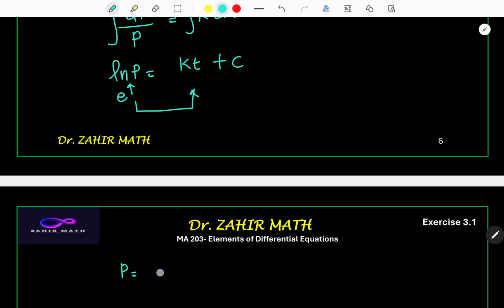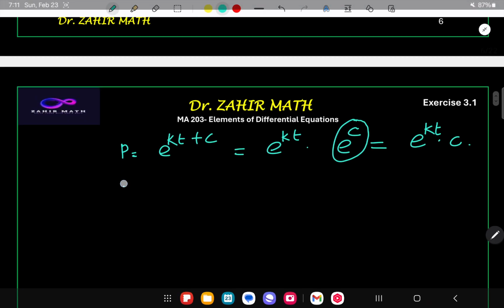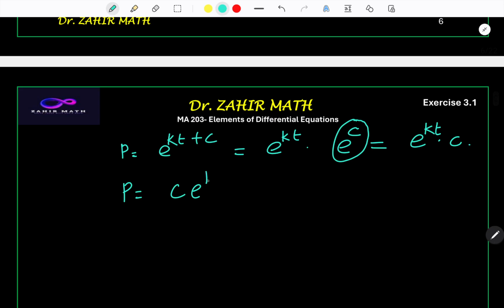So P equals e power kt plus c, which is equal to e power kt times e power c. e power c is a constant. So e power kt times C. So this equals P equals C e power kt, which is the solution of the population growth model. We can say like that.